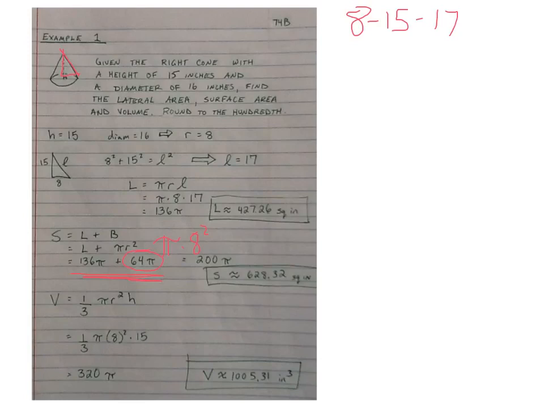Finally, we want to calculate the volume, so we use the equation 1/3 pi r squared times h, and we plug in a radius of 8 and a height of 15, and this equates to 320 pi. Evaluating that, we come up with a volume of approximately 1005.31 inches cubed.